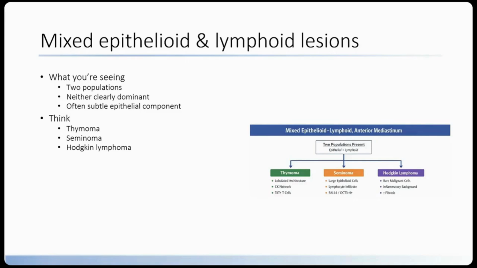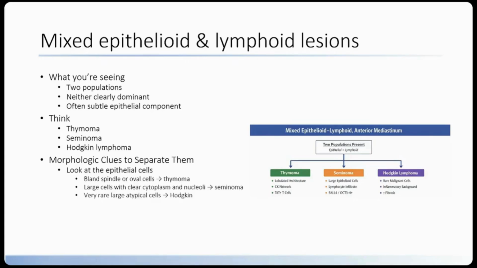presentations. As we've said, sometimes it can be really obvious you're dealing with two populations, sometimes it can be much more subtle, but if you think you've got two populations, you're really going to want to think thymoma, as we talked about. You really want to think seminoma, and Hodgkin's lymphoma is going to be the other thing that you want to look at.